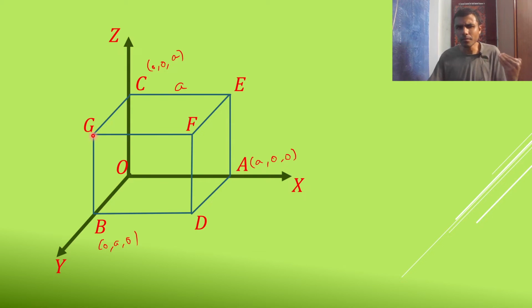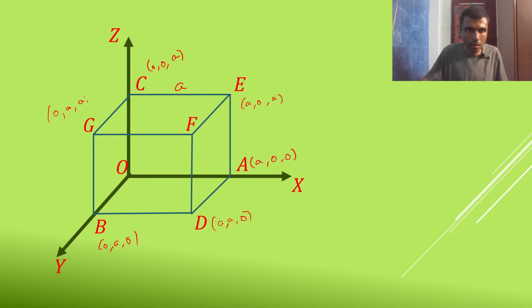Next, anything else we have? Yeah, D is in xy plane, so D is going to be a, a, 0. Likewise, can you guess what will be E? E is in xz plane. So what will be the coordinates of E? E will be a, 0, a. In xz plane, y is 0, so that's why. What will be G? G is in which plane? See, G is in yz plane, so G is going to be 0, a, a.